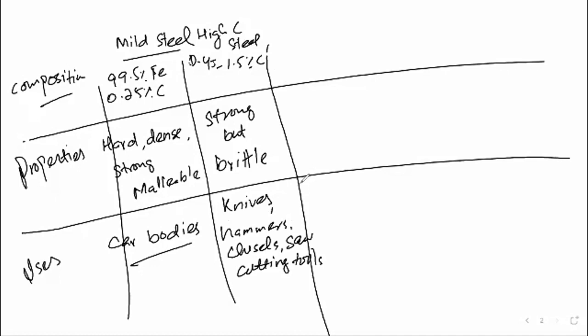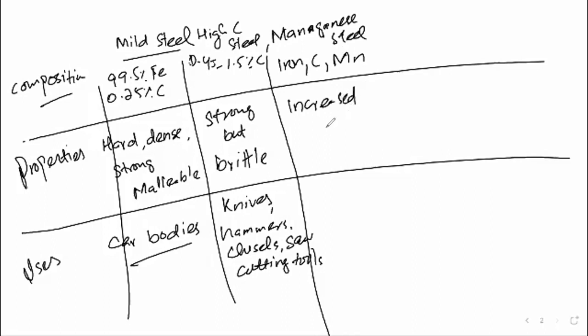Next is manganese steel. In this steel, you use iron, carbon, and manganese. Manganese belongs to the transition metals. So its strength has been increased, and it has much more hardness. It is used for making springs and drills.